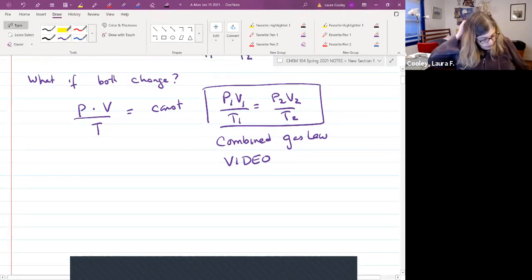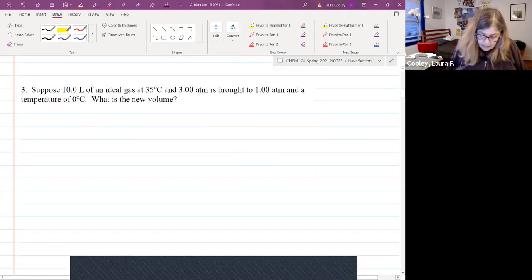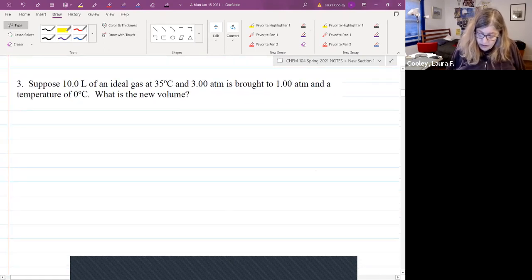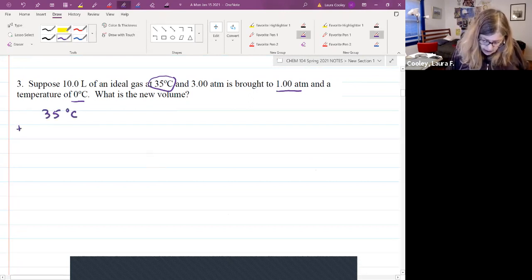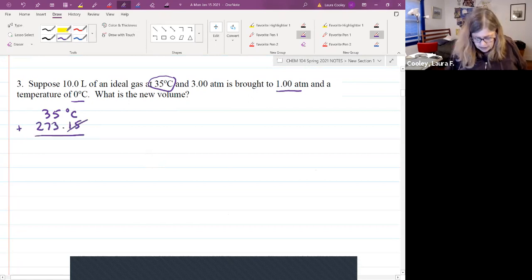The example I'd like to go through is the same example that's in the video. Suppose you have 10 liters of an ideal gas at 35 degrees and 3 atmospheres, and the pressure is reduced to 1 atmosphere and the temperature is reduced to 0. That looks like a large temperature change, but it's really not, because if we convert these numbers into kelvins, we have to add 273.15, but that doesn't matter because we have no decimal places on the 35, so we're not going to bother with them anyway.